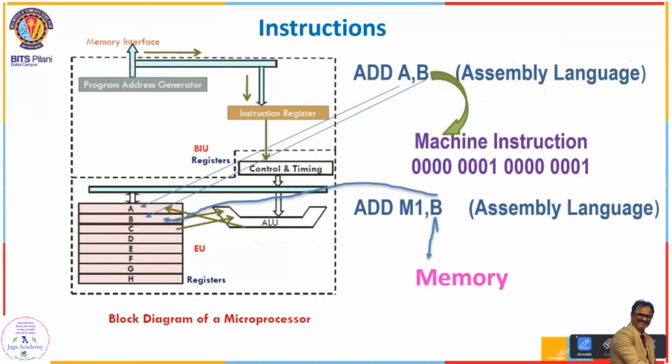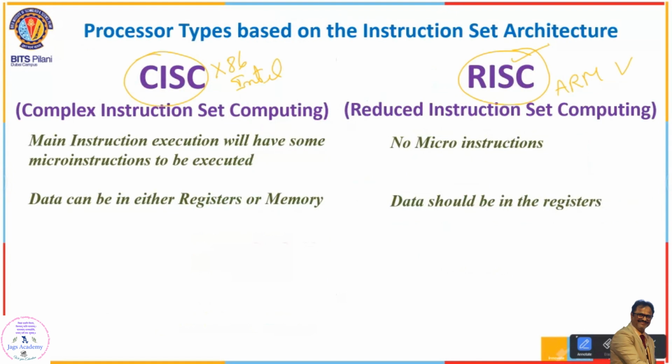Now you know which is a RISC processor and which is a CISC processor, right? I told you Intel, all your laptop processors, are CISC in nature, and all other processors, whichever we use in mobile phones, which is called ARM, are RISC in nature. Okay? Now what is CISC, what is RISC?